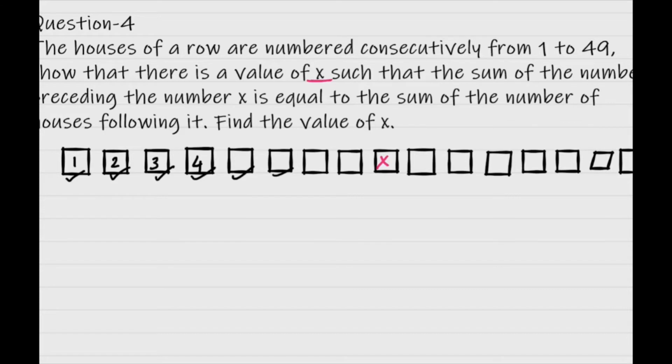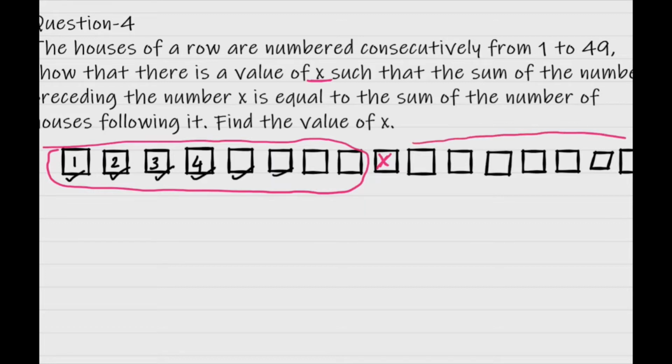Somewhere there is a house whose number is x, such that the sum of the numbers preceding x, the numbers which are preceding x, these numbers here, the sum of all the numbers preceding x is equal to the sum of the numbers following it, that means the sum of the numbers which are following x. Now the sum this side is equal to the sum this side. So you have to find the value of x. This is what is given.